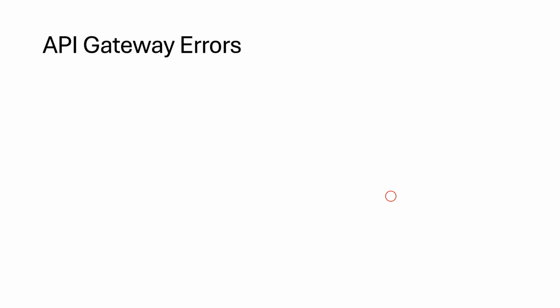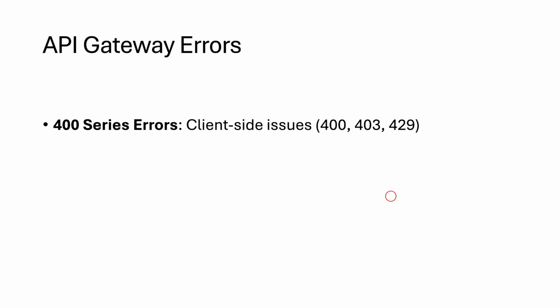Let's take a quick look at common API Gateway errors. As we saw in the previous slide, we will get 400 series errors.